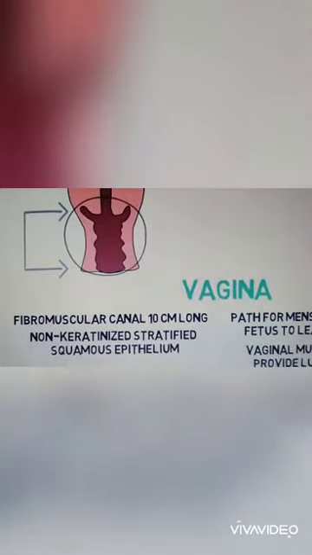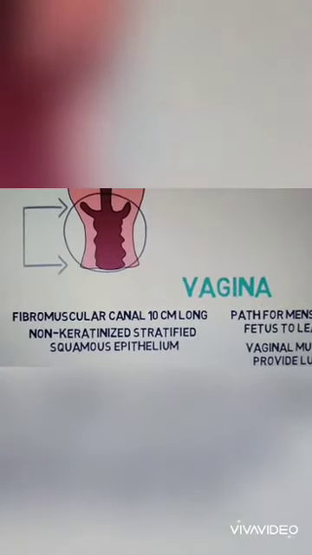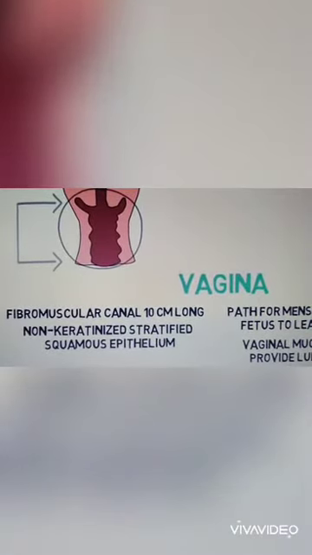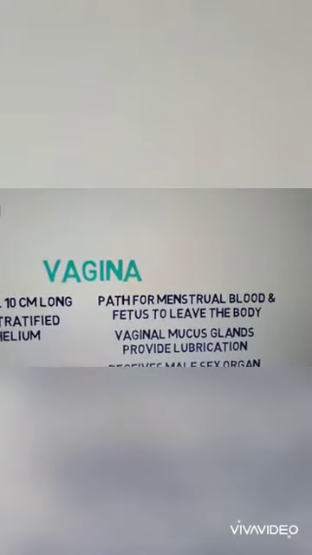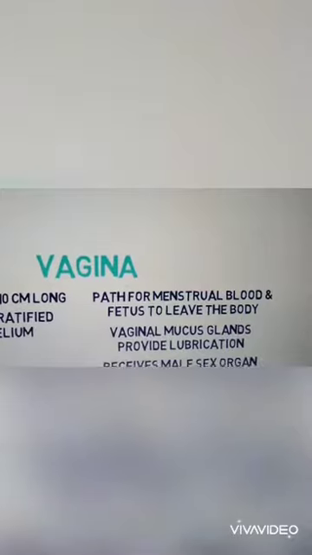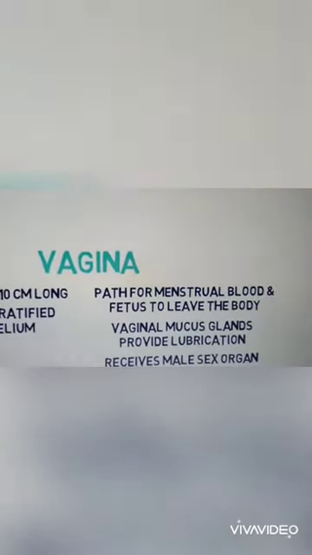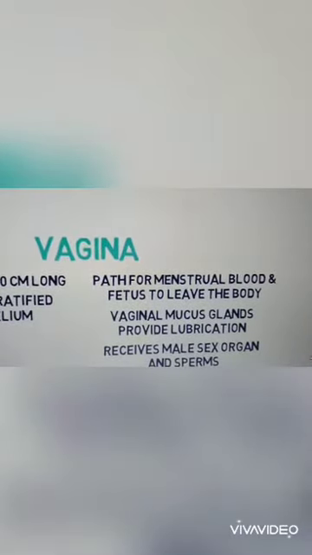First part is the vagina. The vagina is a fibromuscular canal which is 10 cm long, and it is lined by non-keratinized stratified squamous epithelium. The functions of the vagina are: it is a path for menstrual blood, and it allows the fetus to leave the body. And the vaginal mucus glands provide lubrication, and it receives the male sex organs and sperms during the coitus process.